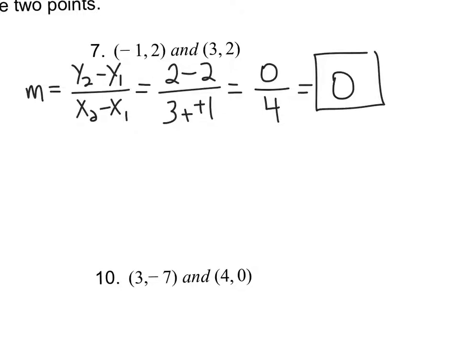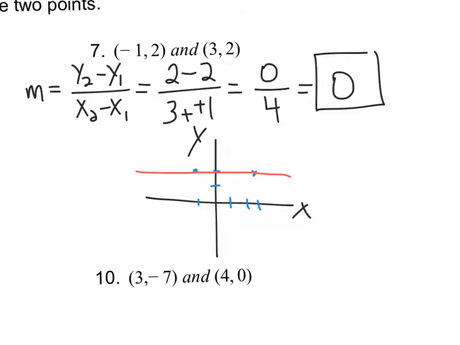And just a quick explanation on, well, what does that mean? What's the slope of 0? If this is my x-axis and this is my y-axis, I'll just kind of sketch where these points would be. Negative 1, comma 2 would be about here, and 3, comma 2 would be here. So the line through these 2 points would look like this. So this is a slope of 0 because it's like a flat line. Like if you were walking on a flat floor, you're not increasing in height or decreasing in height. You're staying at the same height. So the slope of this line is 0.